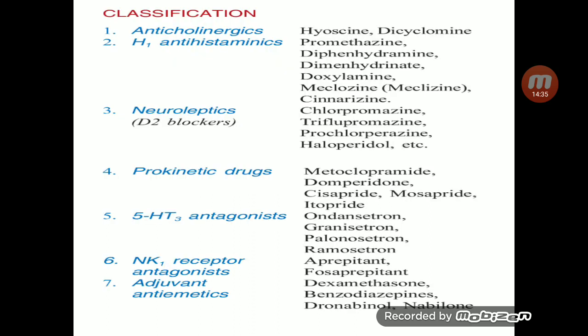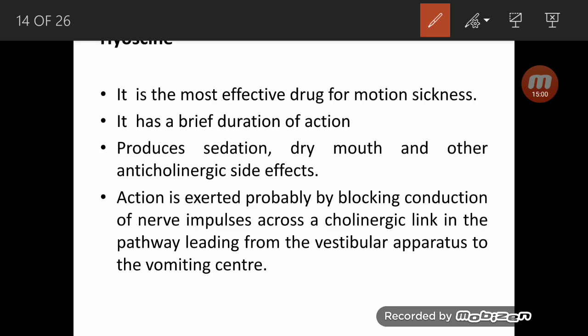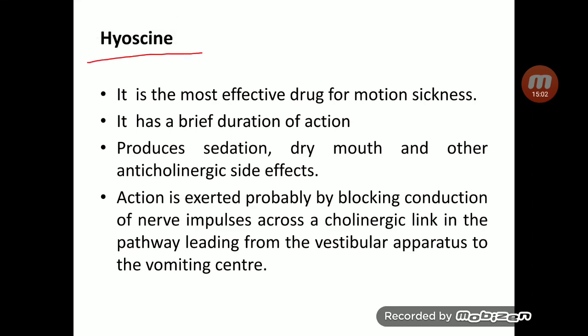Okay, so again the same classification: anticholinergic, H1 antihistaminics, neuroleptics, prokinetic drugs, 5-HT3 antagonist, neurokinin 1 receptor antagonist, and adjuvant antiemetics. Okay, so these are all your classification. So first we go to anticholinergics. Okay, so your drug is hyoscine.